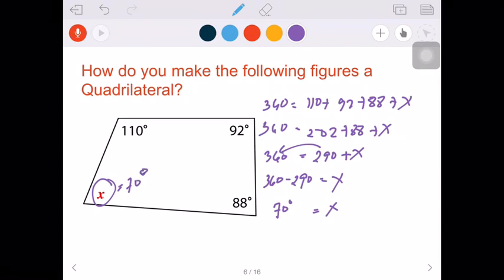So let's just counter check. 110 plus 70 is 180, and 92 plus 88 is also 180, and the total of that is 360.